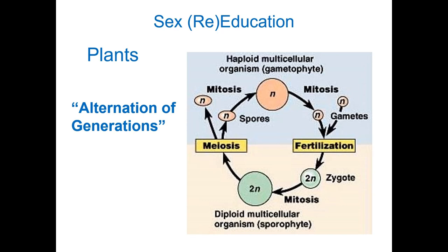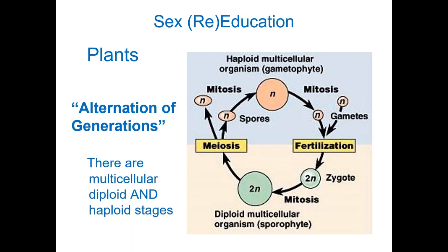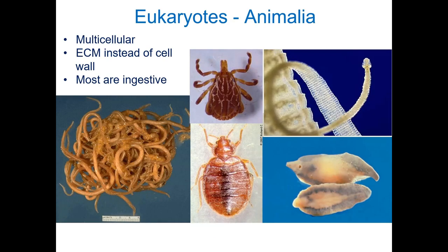But again, similar to what happens in the fungus, the gametes, the sperm and the egg, are produced by mitosis and not meiosis, because they're produced by a haploid multicellular individual. I find plants absolutely fascinating, but of course they're not infectious, so we're not going to talk about that. But there are multicellular, diploid, and haploid stages. So the take-home message here is that sex is really kind of simple and boring in animals, as fun as it might be. So just a few quick examples of these different categories of organisms. Animalia, multicellular.